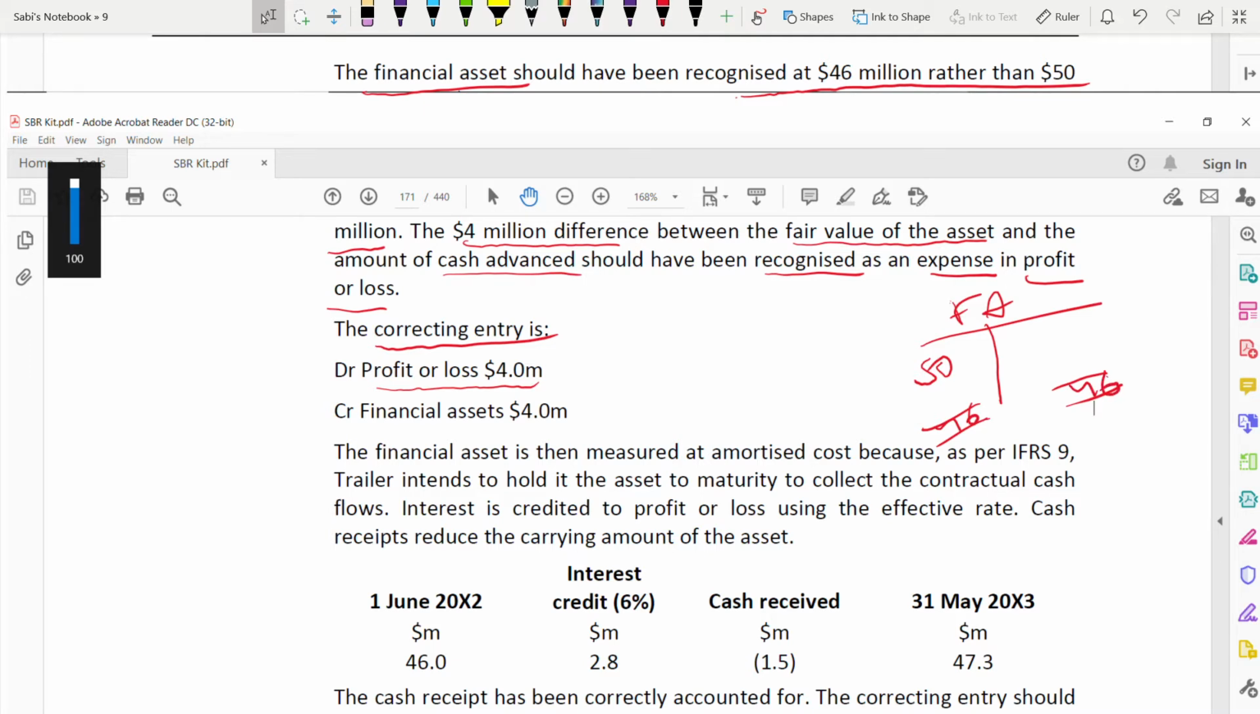How can you bring it down? By debit? If you debit, it will be added to 50 and it will increase. You cannot reduce it to 46. So definitely the difference needs to be credited by 4. If you credit the balance by 4, 50 minus 4 is 46. You see? Now your balance figure becomes 46. To bring it down to 46, you need to credit the financial asset 4. So credit financial asset 4.